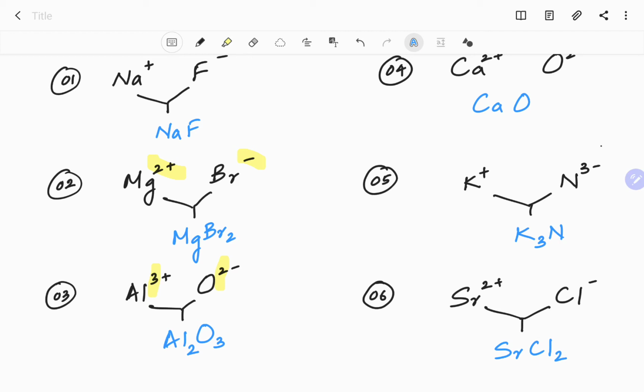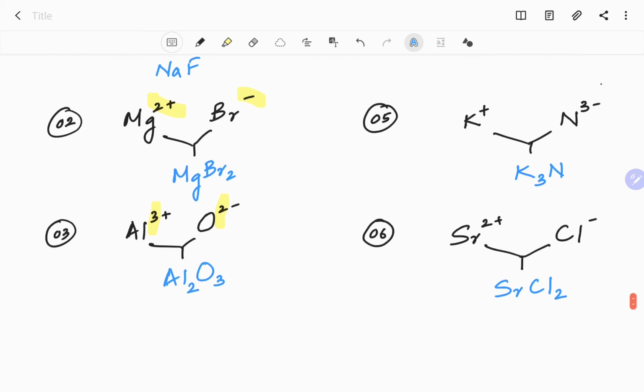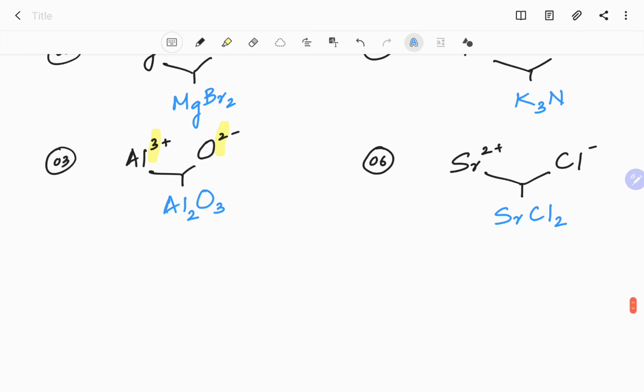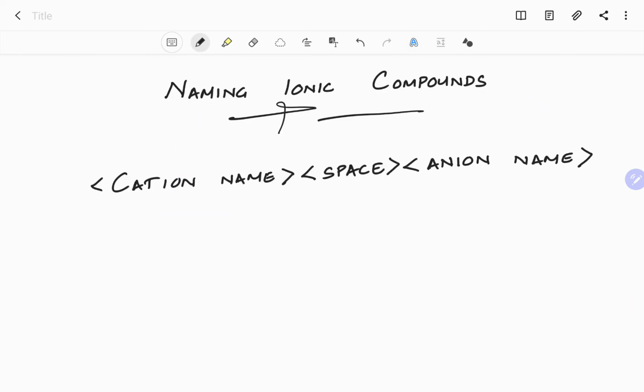But let's learn how to write the names of these ionic compounds. We know how to write the chemical formulas, so how do you write the names? Let's learn that next. When naming ionic compounds, it is actually very straightforward. You will first write the cation name, leave a space, and then write the anion name.